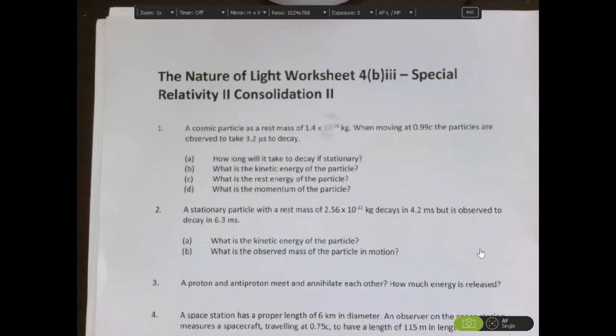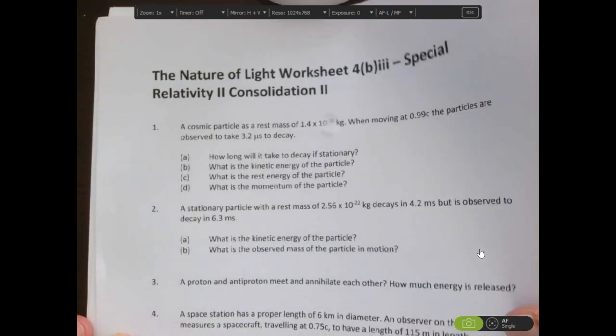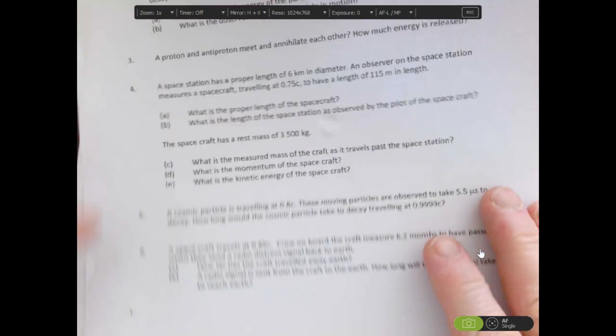Welcome back. We are continuing on with our worksheet 4B3, which is the second consolidation worksheet for special relativity. In previous videos, we have done questions 1 through to 4. We're now going to focus in on questions 5 and 6.